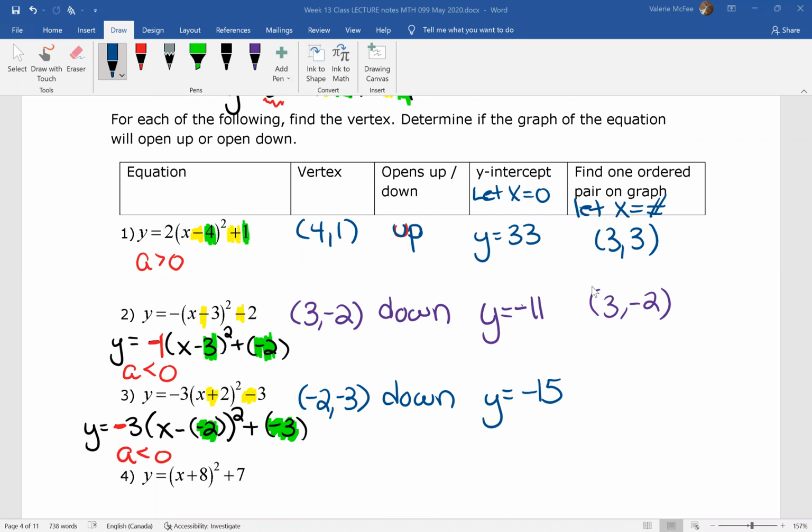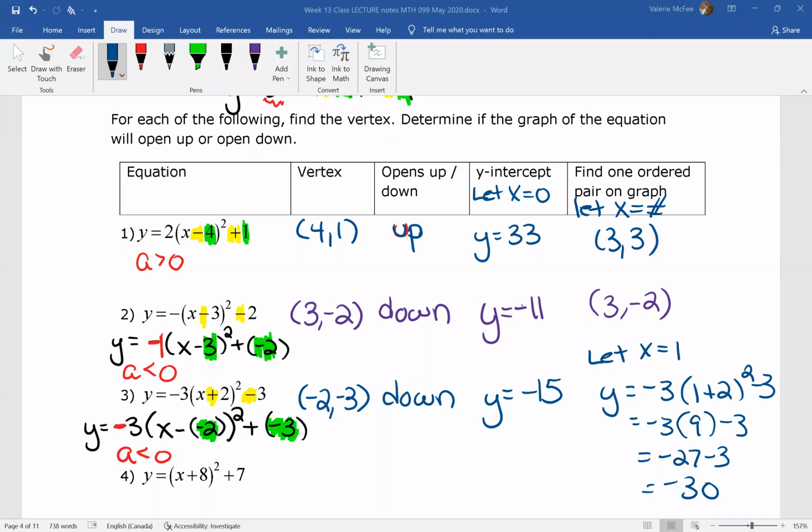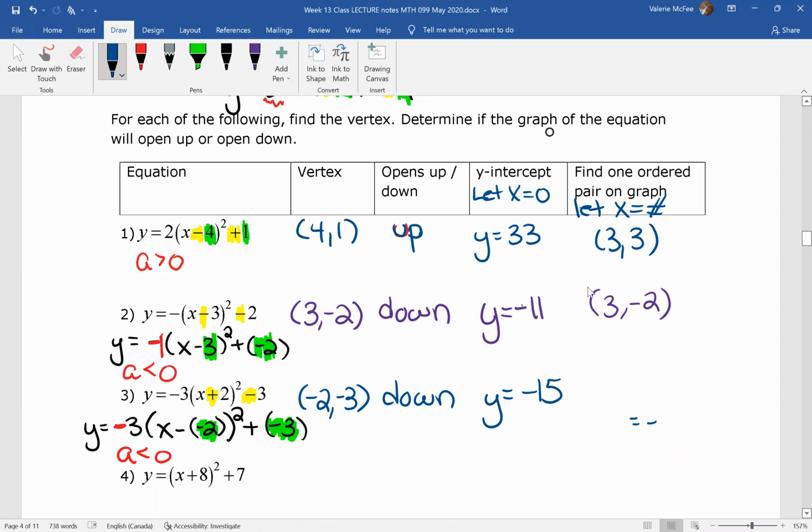And we want to find one ordered pair. Why don't we let x equal negative 1 this time? We can let x equal any number, but just so we find the same ordered pair, let x equal negative 1, find an ordered pair on the graph. Did you find y equals negative 30? When x equals negative 1, y is negative 30. That means our ordered pair is negative 1, negative 30.